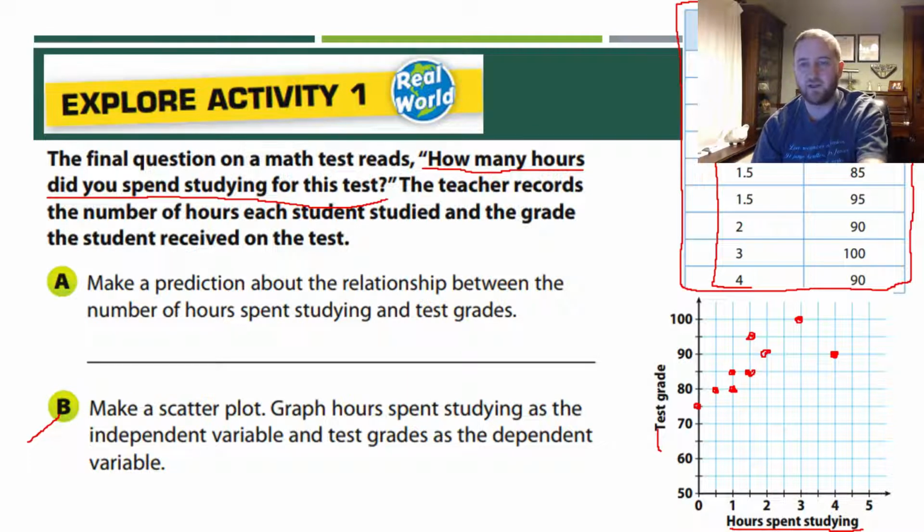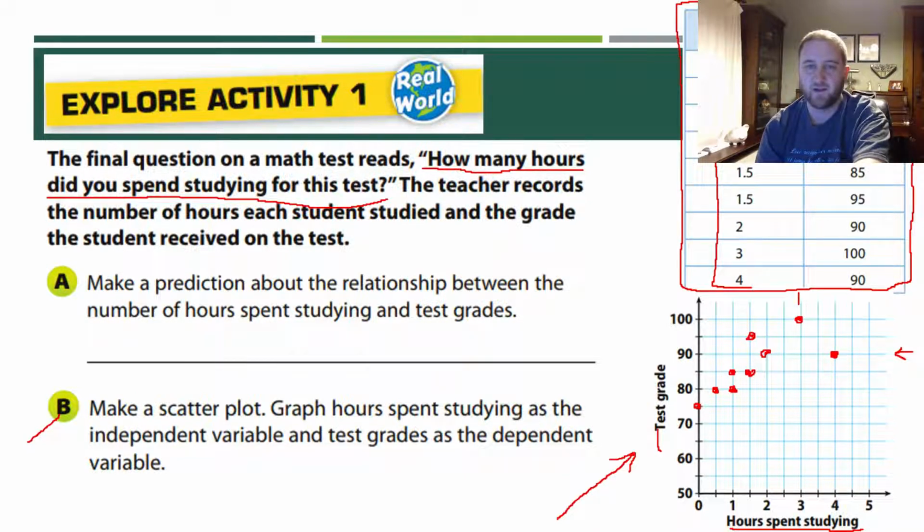So you can see it shows an upward progression. As the number of hours spent studying increases, the test grades also generally tend to increase as well. The exception would be this person over here who studied for 4 hours and got a 90, whereas this person right here studied for 3 hours and got 100, right?